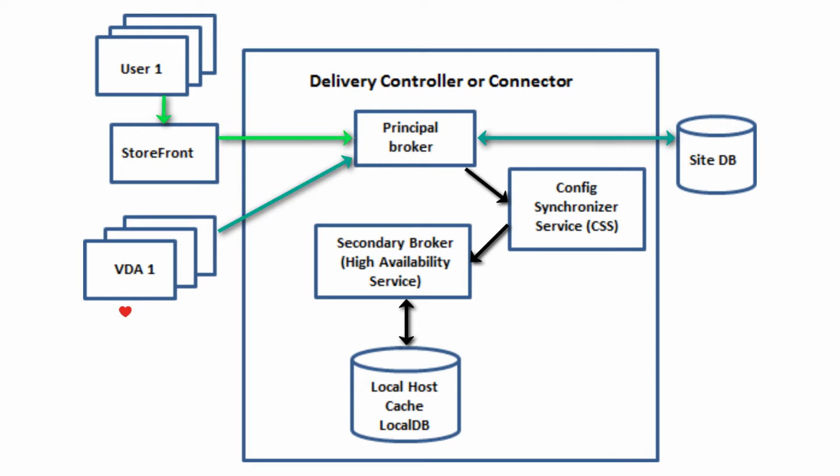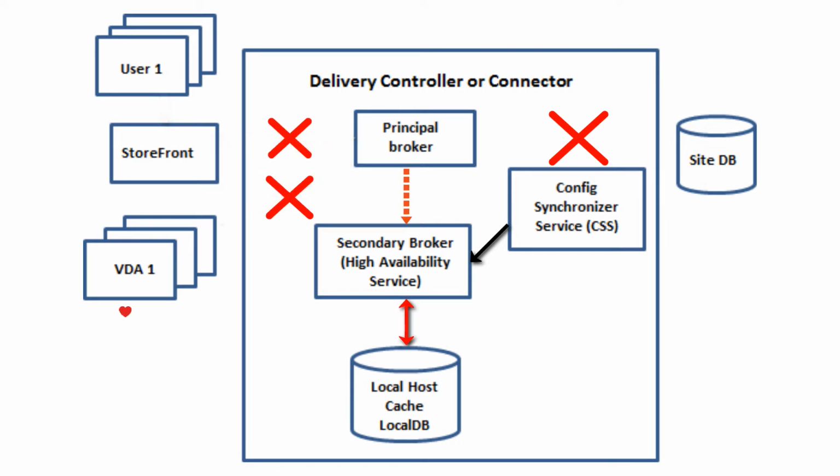access their applications. When the site database goes down, the principal broker instructs the secondary broker to start and makes it handle all connections. During the change, the VDAs are unregistered and the users cannot access their applications. The VDAs wait for their heartbeat interval before communicating back to the broker. Upon sending the heartbeat signal, the broker will request registration. The VDAs will register with the secondary broker, and users can now begin to access their applications.